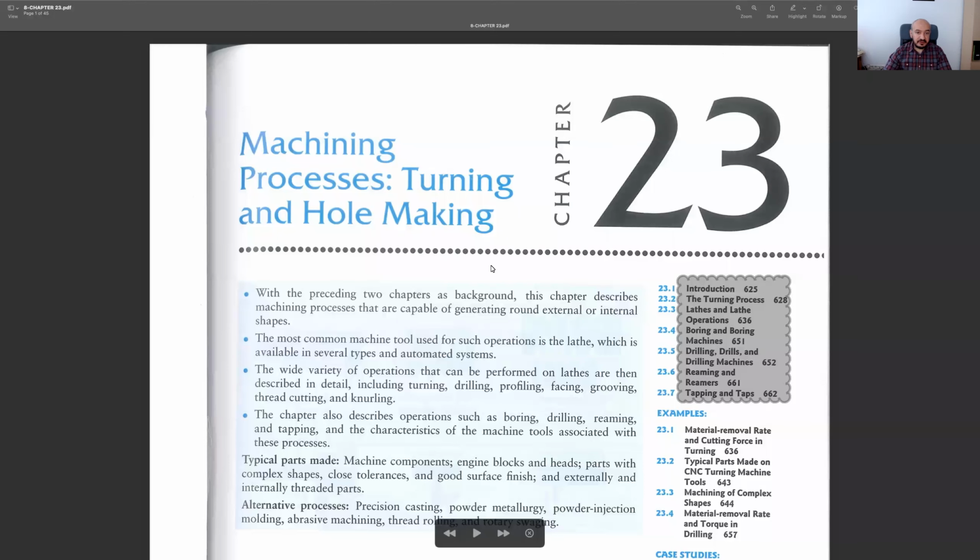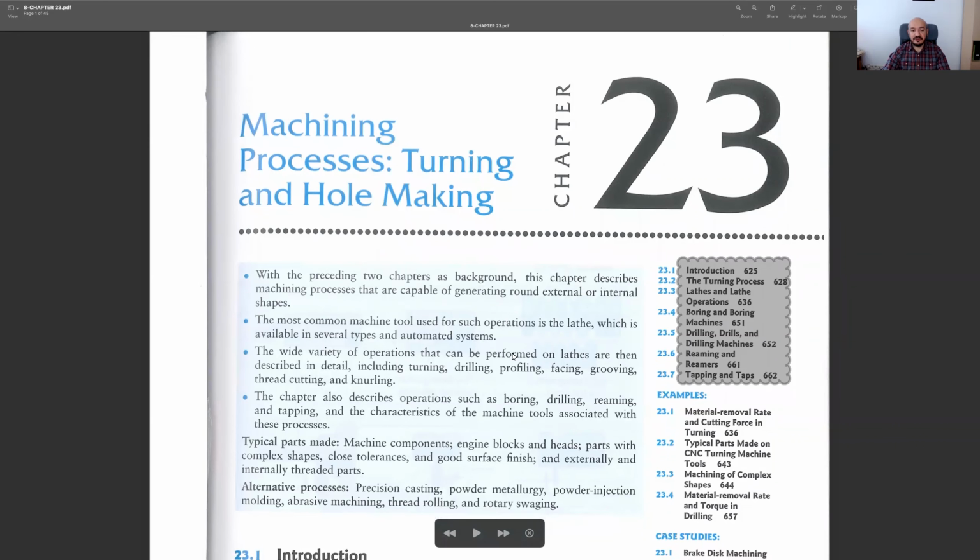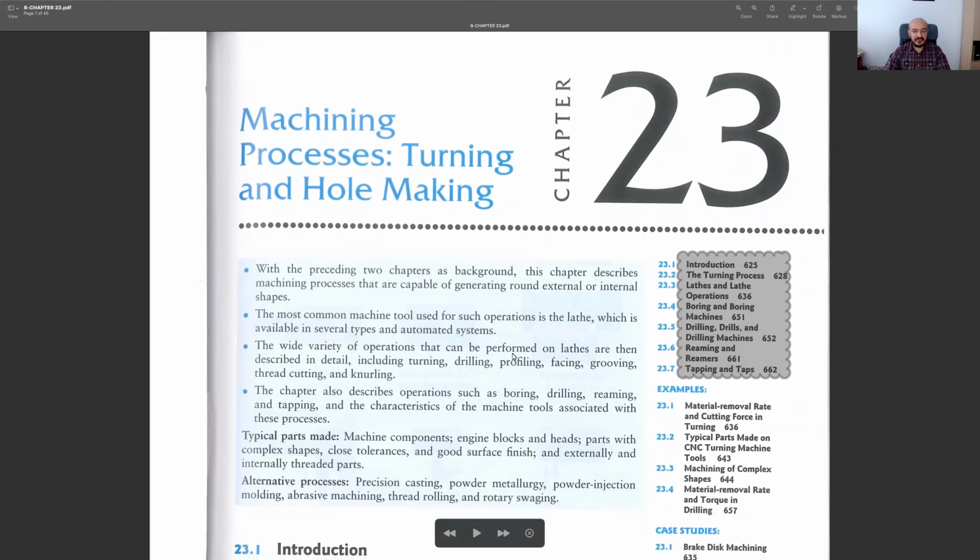This is chapter 23. Starting from this chapter, we'll be talking about some machining processes, and this is the first type of machining process we are going to discuss. This chapter is all about turning and some other hole making operations. With these operations, we can produce round shapes. So we can say that this chapter is all about round shapes.